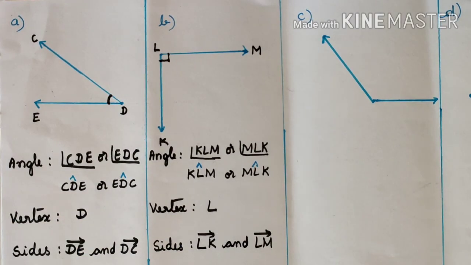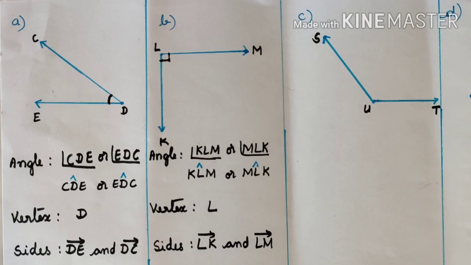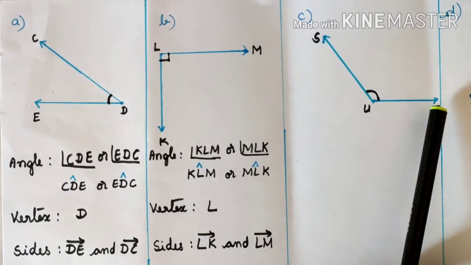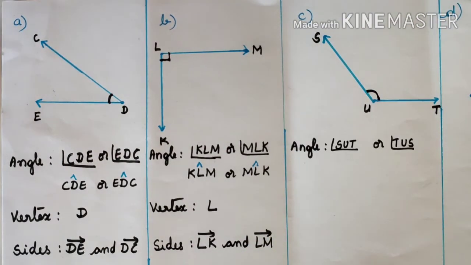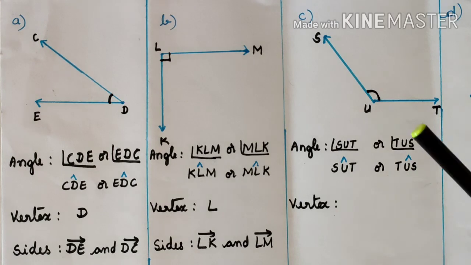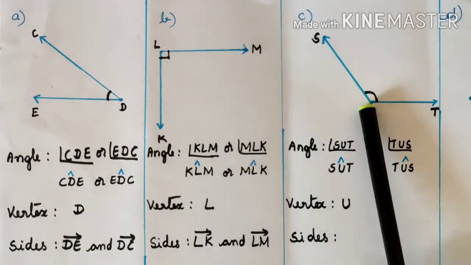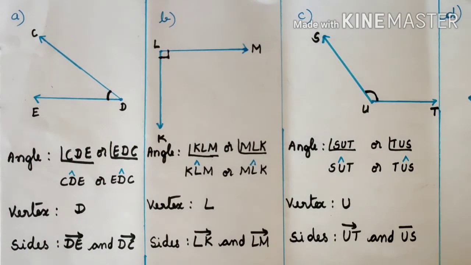Third one, sides are SUT. Angle is formed at U. So we can say that the angles are SUT or TUS. Using the other symbol, it's written this way. Vertex, we all know that vertex is U and the sides are UT, US. Sides are denoted using this symbol.